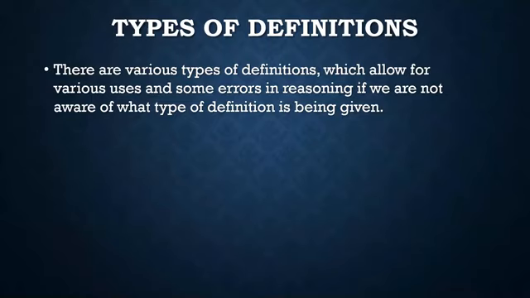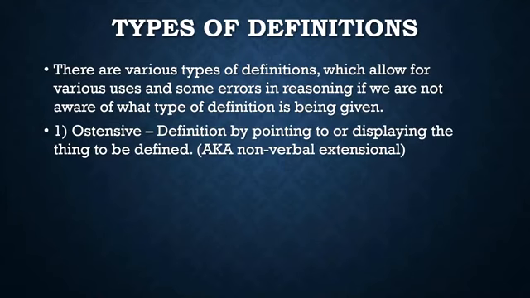Now, some errors in reasoning often occur because we're not clear on what type of definition is being provided. And so it's important to understand the type of definition that is used when a word is clarified, when a word is defined. So here is one way to define a word: by ostensive definition. An ostensive definition is done by pointing to or showing or displaying the thing that is to be defined. This is also known as nonverbal extensional.